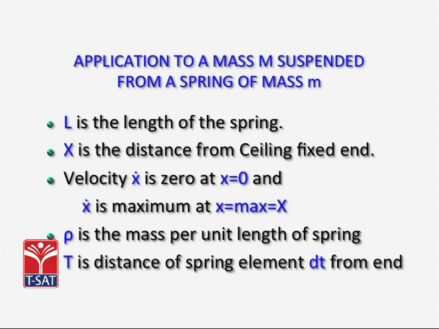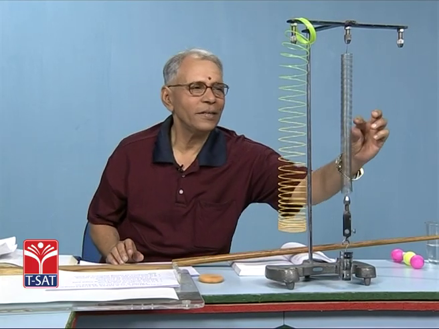Velocity x dot is 0 when x is at 0, and x dot is maximum when x is at maximum, the other end, one end and the other end. Rho is taken as mass per unit length of the spring, and t is the distance of the spring for a small element dt.